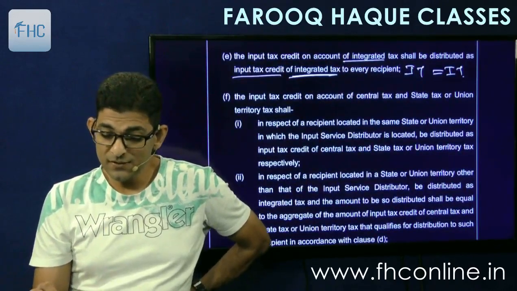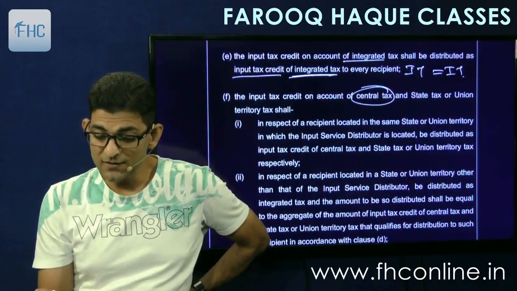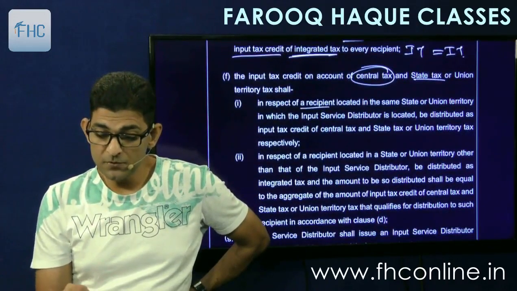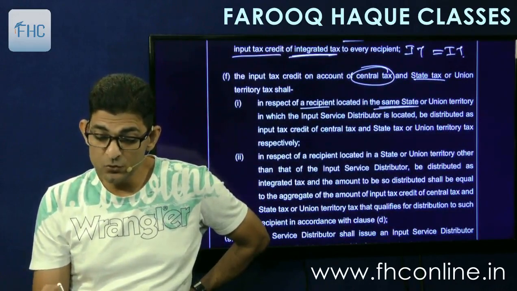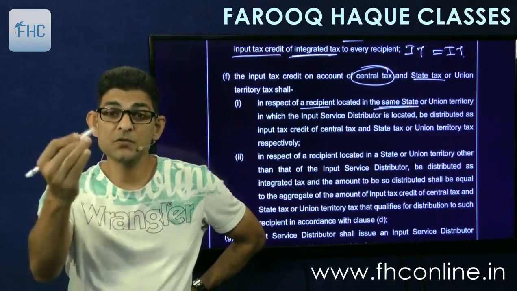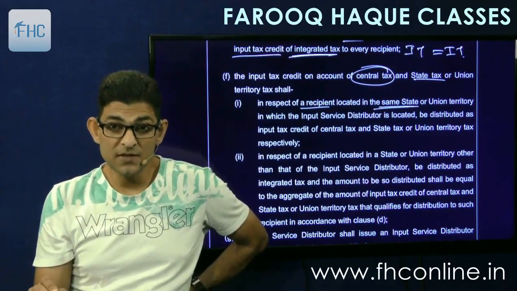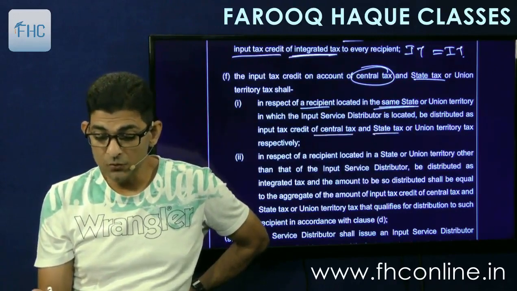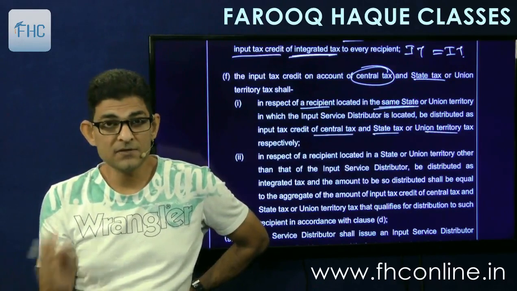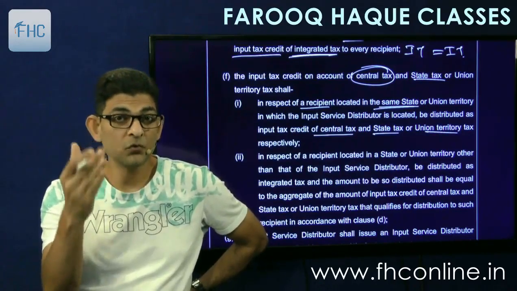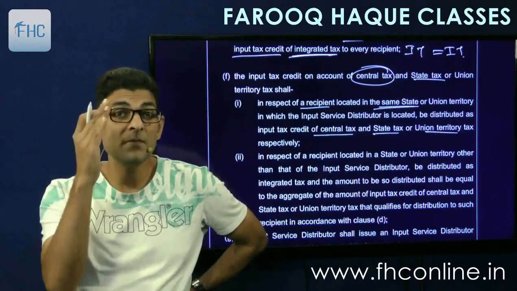Then the input tax credit on account of central and state tax or union territory tax shall, in respect of a recipient located in the same state or UT in which the input tax distributor is located, means if the ISD and the person to whom we are distributing are in the same state, be distributed as central, state or UT respectively. Means the nature will not change. The nature will remain same if both of them are in the same state.